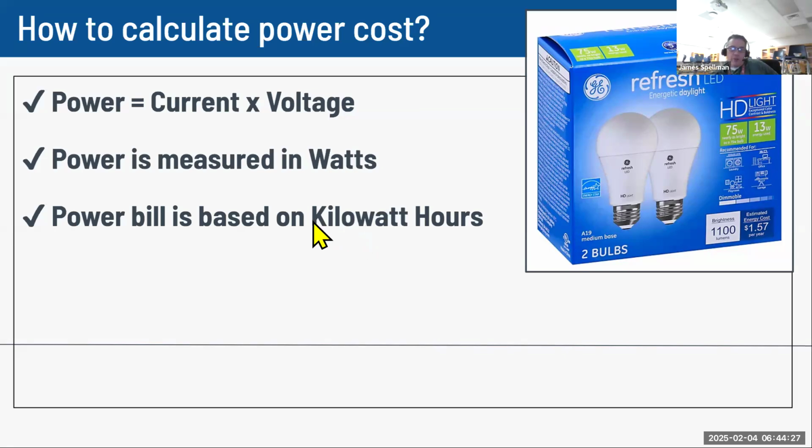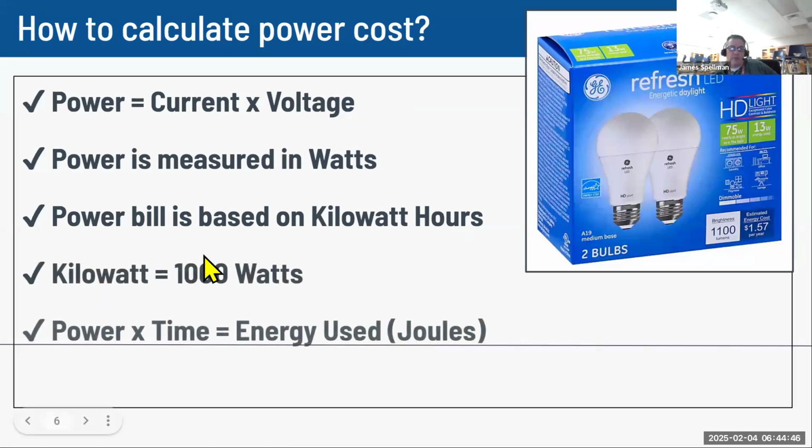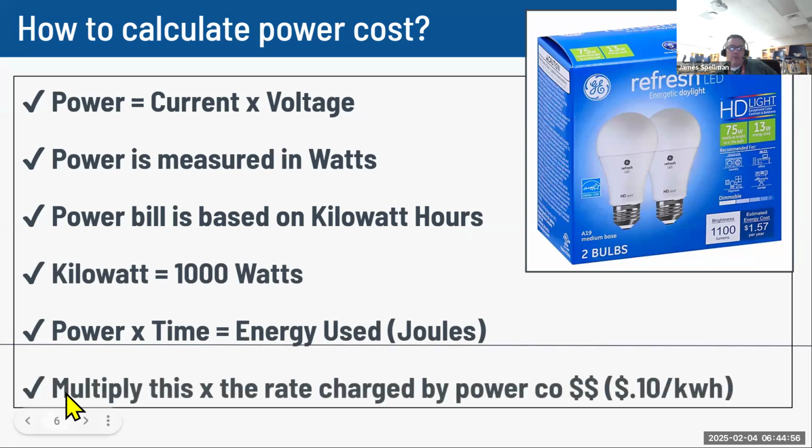And then the other thing the power bill is based on is how many hours that object is being used. So those are two of the three things we need to do a calculation. We need to know how many kilowatts the appliance or the bulb is using, and how many hours it's going to be left on. So again, kilowatts, 1,000 watts. If we take the power and the time, that tells us how much energy gets used, which is most of the formula. But then we have to multiply that times the rate charged for the power consumed. So we've got three things going on.